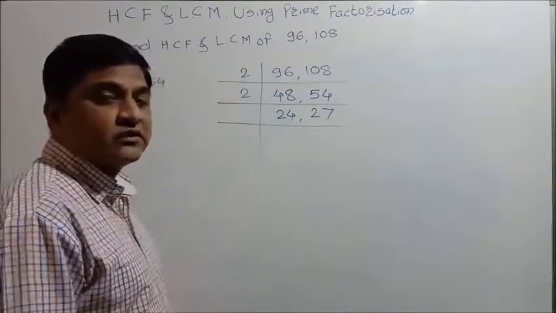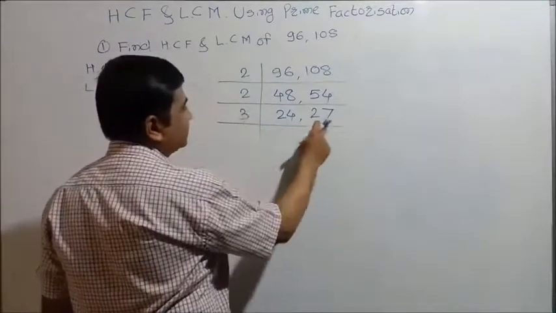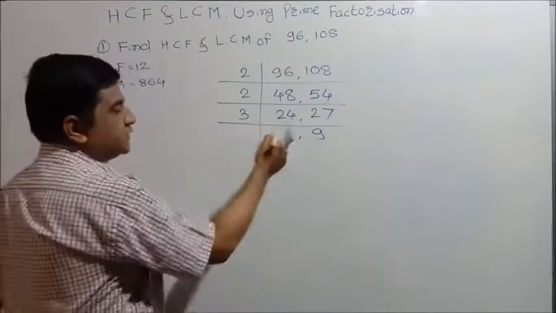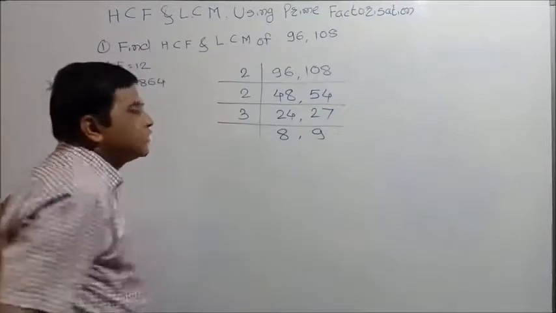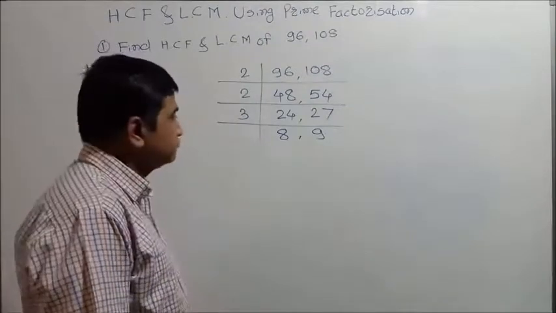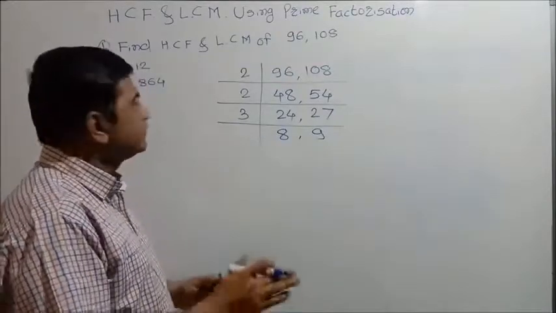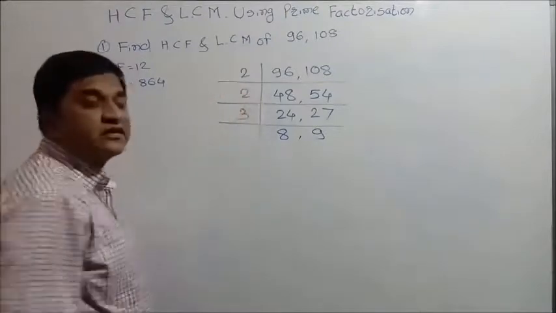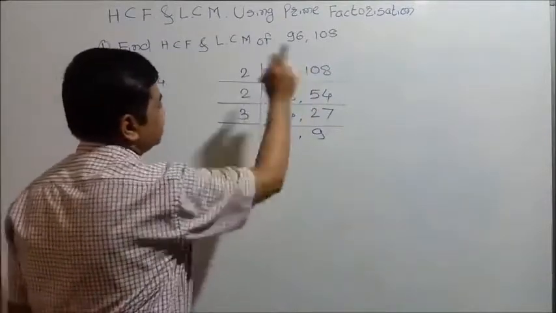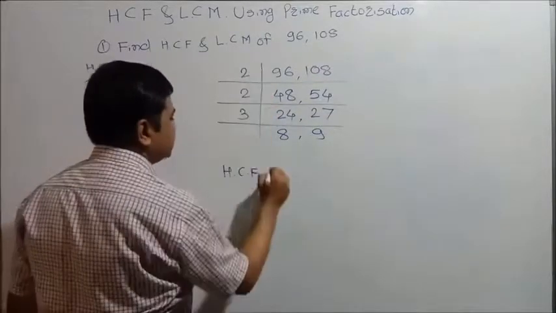quotient is 54. Again, we can see that 8 and 4 at the ones place are even numbers and can be divided by 2. So when I divide 48 by 2, I will get 24, and when I divide 54 by 2, I will get 27. Now, can I divide 24 and 27 by 2? Not possible. So we will now try 3. And I found that both 24 and 27 are in the table of 3. When I divide 27 by 3, 9 threes are 27, and 3 8s are 24. So I get 8 and 9 at the end.